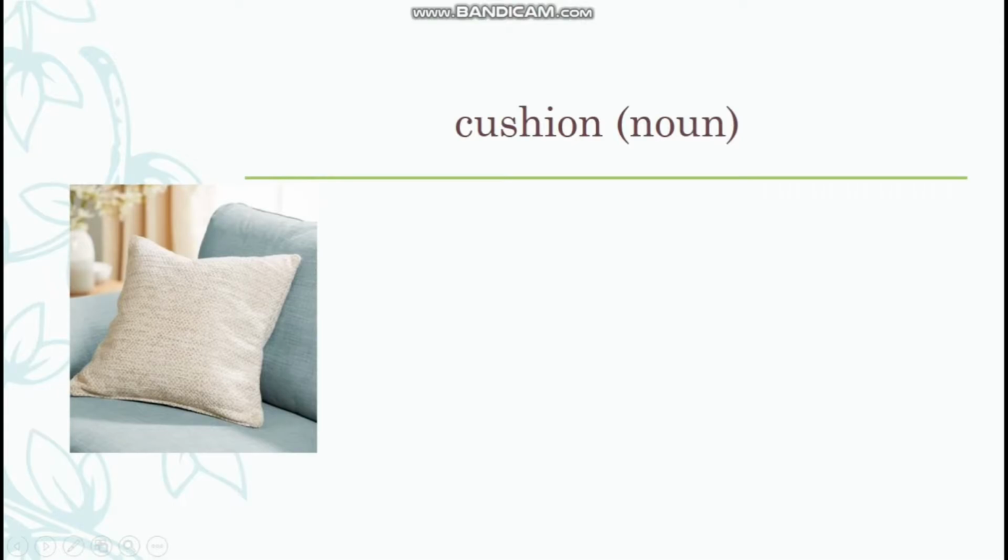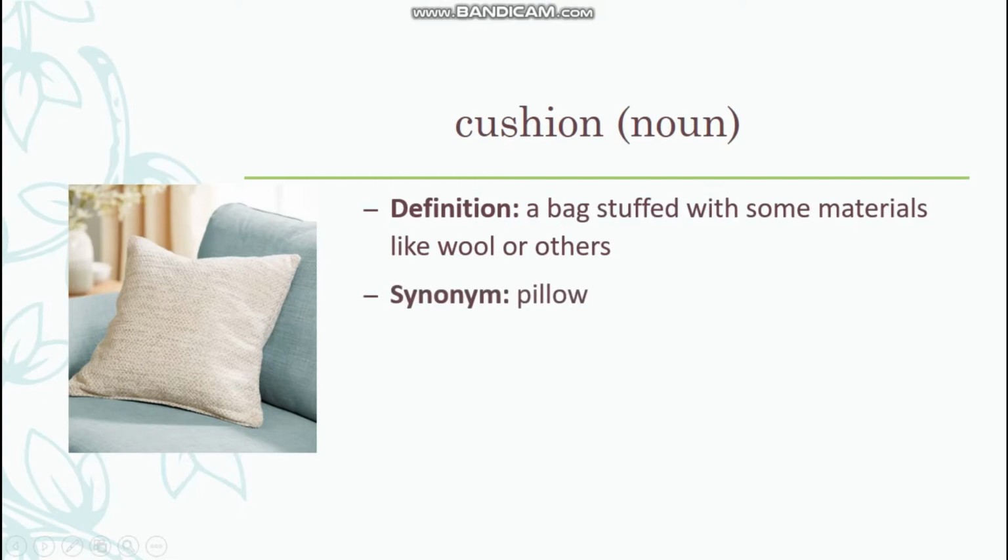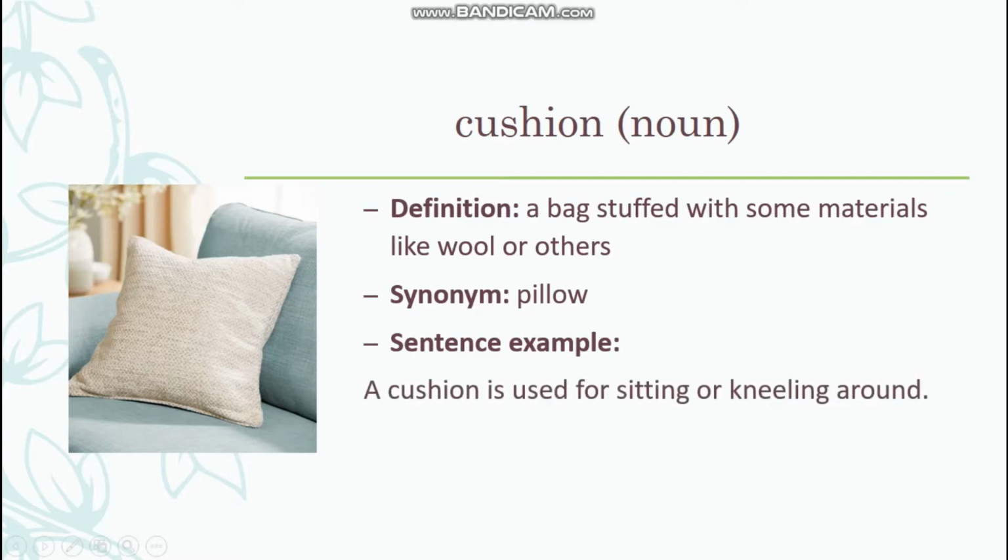this is the word cushion. Okay, so it's quite simple, it's quite easy. It's a bag stuffed with some material like wool or others as shown in the picture. So a synonym for the word cushion is pillow, and you can see everything from the picture. It's actually like a small pillow. Let's check my sentence example provided for you. It says a cushion is used for sitting or kneeling around. So you can see that the word cushion is mentioned there as a noun.